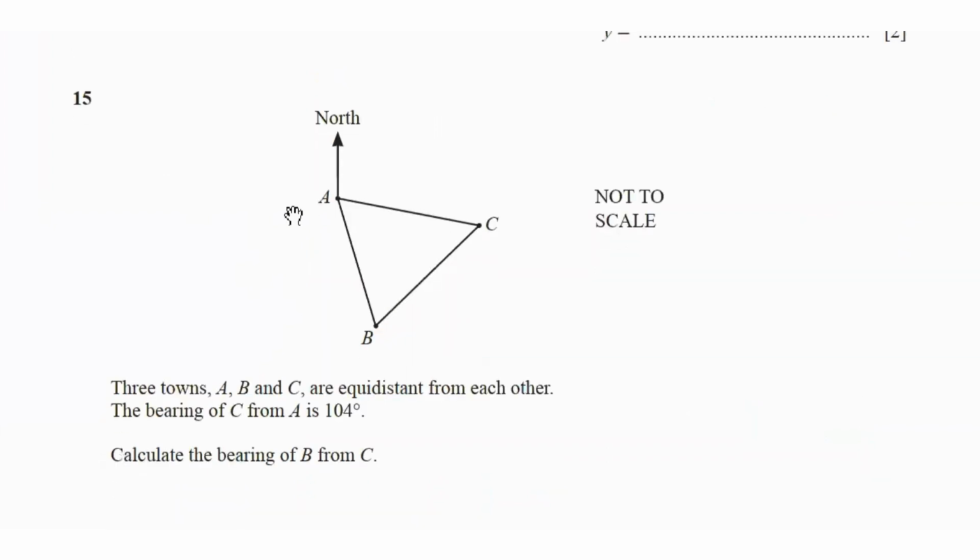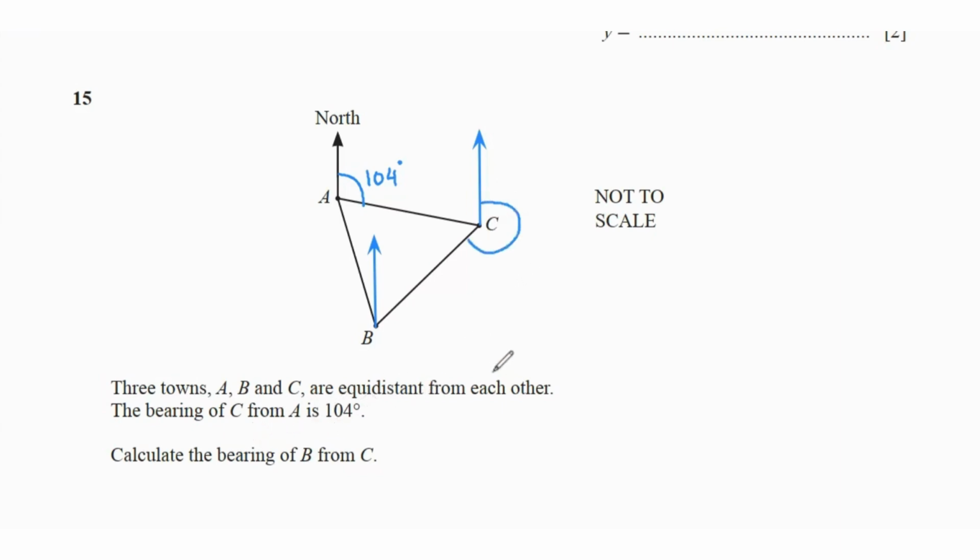Question 15 says 3 towns A, B, and C are equidistant from each other. The bearing of C from A is 104. So the bearing of C from A, this is 104. Calculate the bearing of B from C. So let's draw the north at C and B. So if you're trying to calculate the bearing of B from C, this is the bearing that we're trying to find.